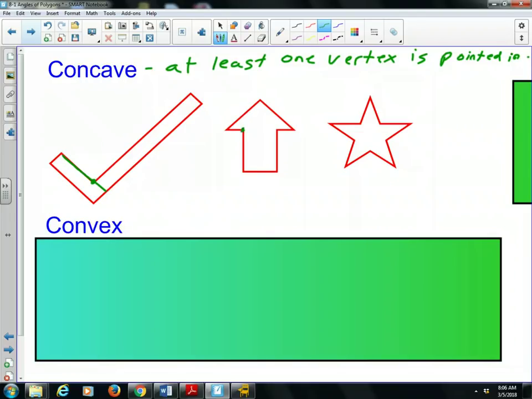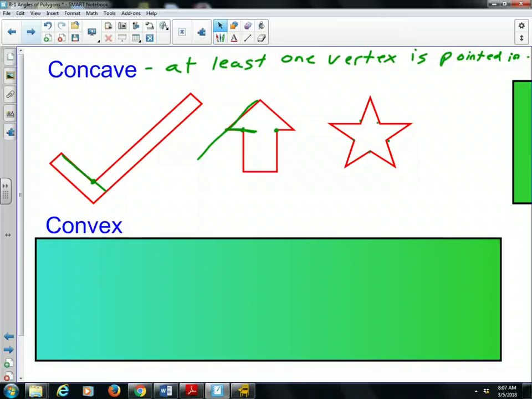Same thing with this vertex and this vertex. They're pointed in. If you were to extend this line, it would keep on extending out. If you were to extend this one though, it would extend in towards the shape. So that vertex is pointed in. Same thing with this star right here. More technically speaking, it's a decagon because it has 10 sides. But again, at least one vertex is pointed in. This one has 5 vertices that are pointed in.